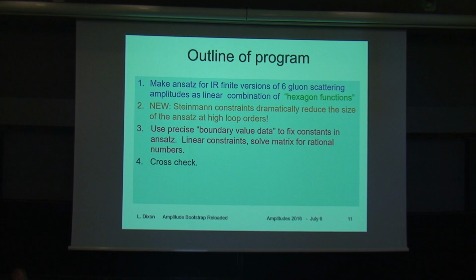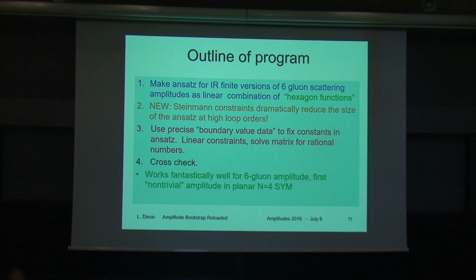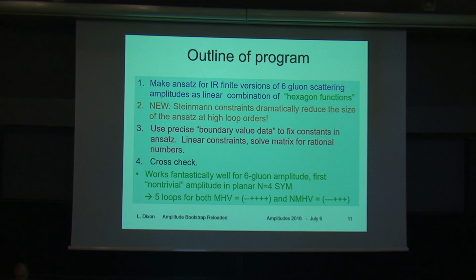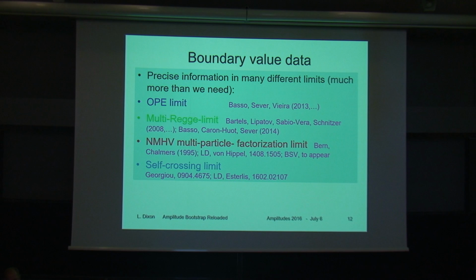But there's a huge amount of data in these boundary values that we don't need to use, that we can use as independent cross-checks. So what I want to show you today is that this works fantastically well for the 6-gluon amplitude, which is the first non-trivial amplitude in planar N=4 super Yang-Mills. And because it turns out that both the MHV and NMHV amplitudes are basically coming out of the same function space, you can do them both in parallel. And you heard also that very similar ideas apply equally well to the 7-point case from Mark Spradlin's talk earlier in the conference.